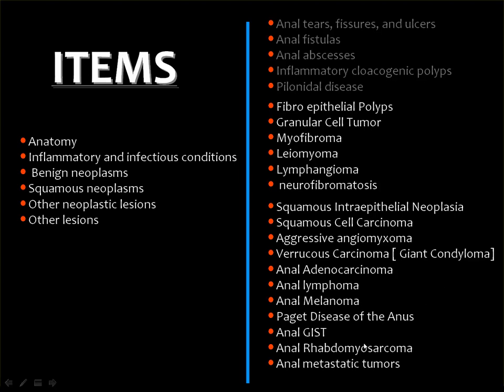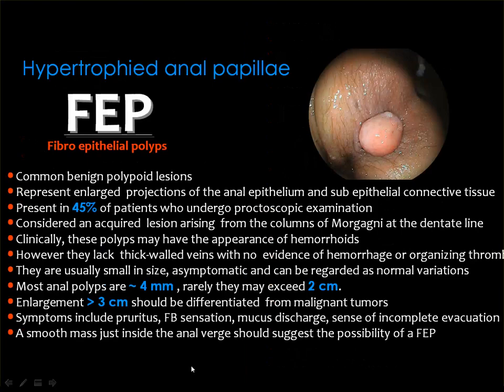This is the list we would like to discuss. And finally, we have some words about hemorrhoids and what is known as the solitary rectal ulcer syndrome. Starting with the benign lesions, this is one of the common lesions, which is known as the fibroepithelial polyp.